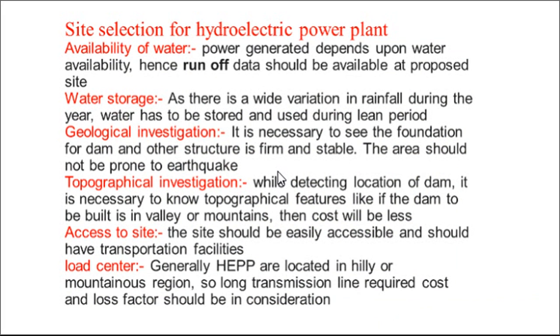Now what are the various factors that should be considered while selecting site for hydroelectric power plant? First of all, availability of water. Power generated depends upon the water availability. Hence, runoff data should be available at proposed site. The meaning of runoff is discharge or quantity of water available. The water storage: as there is a wide variation in rainfall during the year, water has to be stored and used during the lean period.